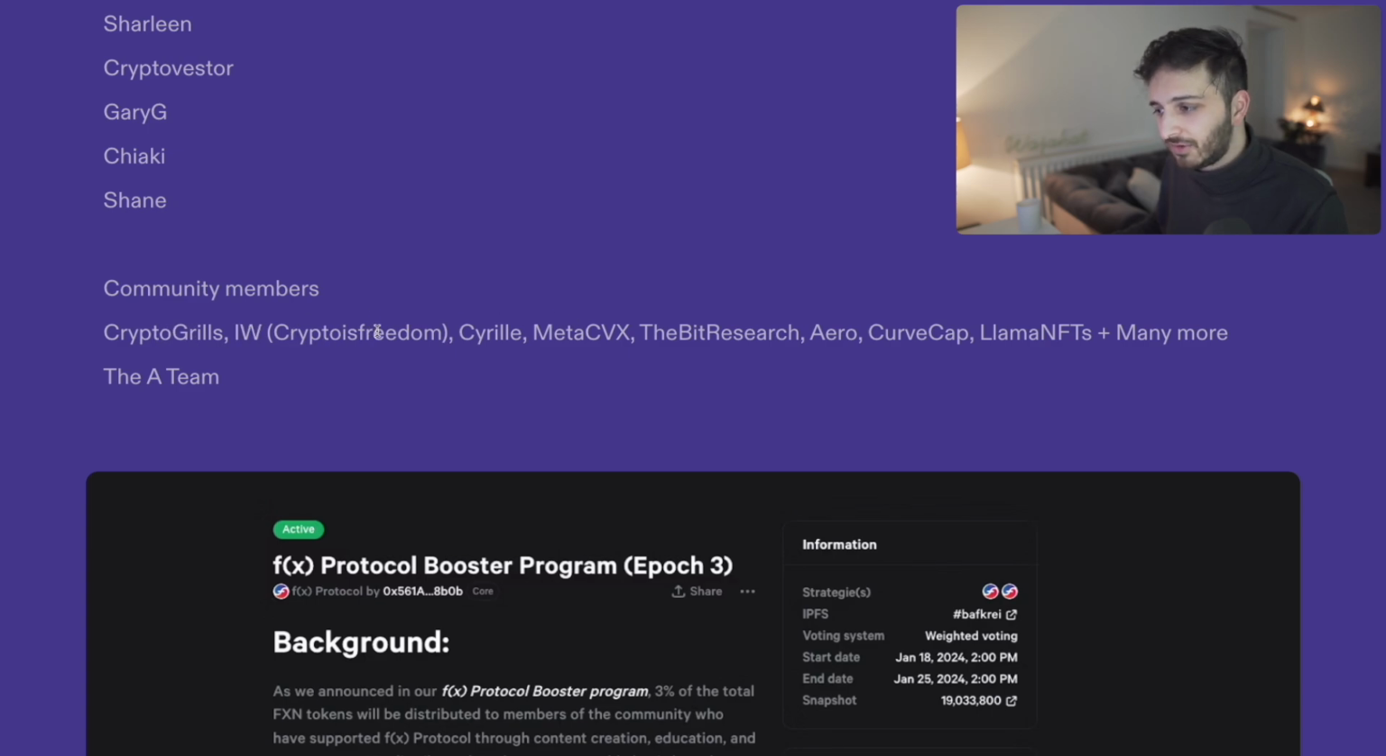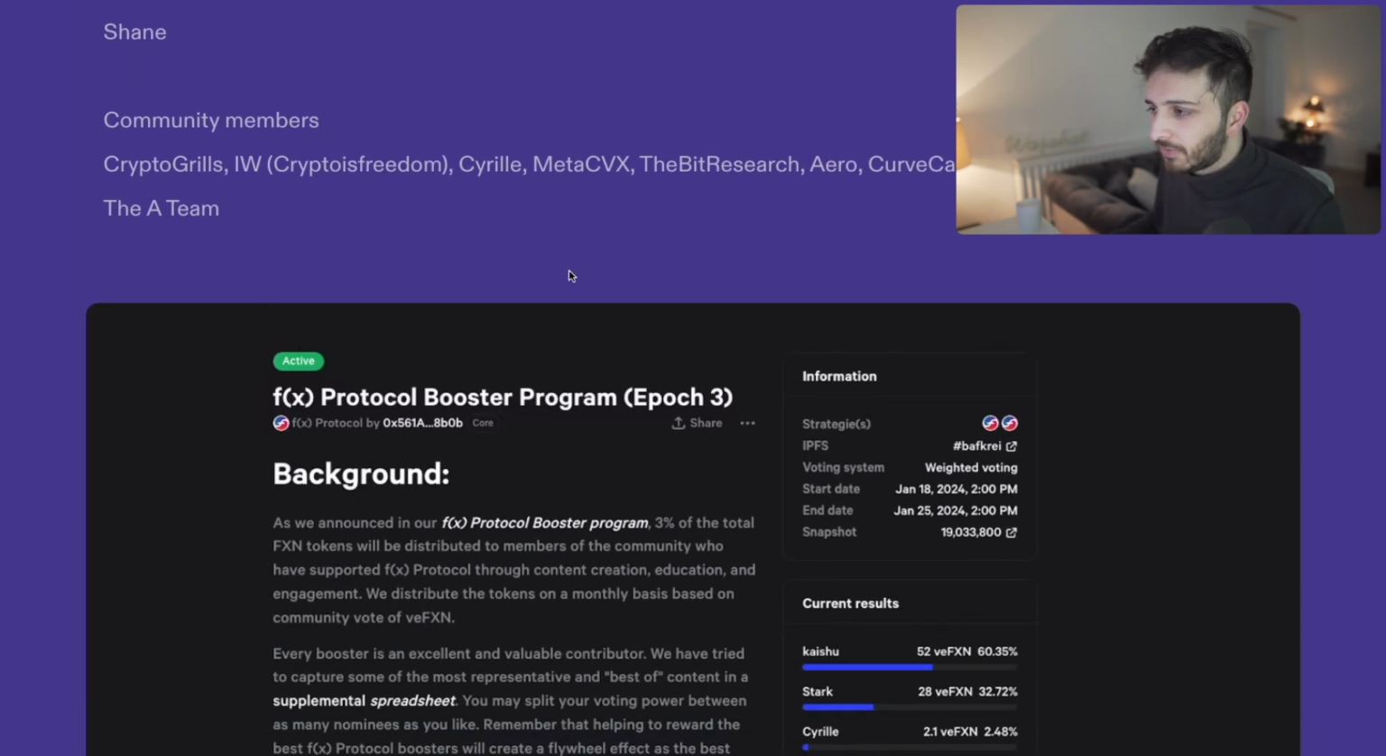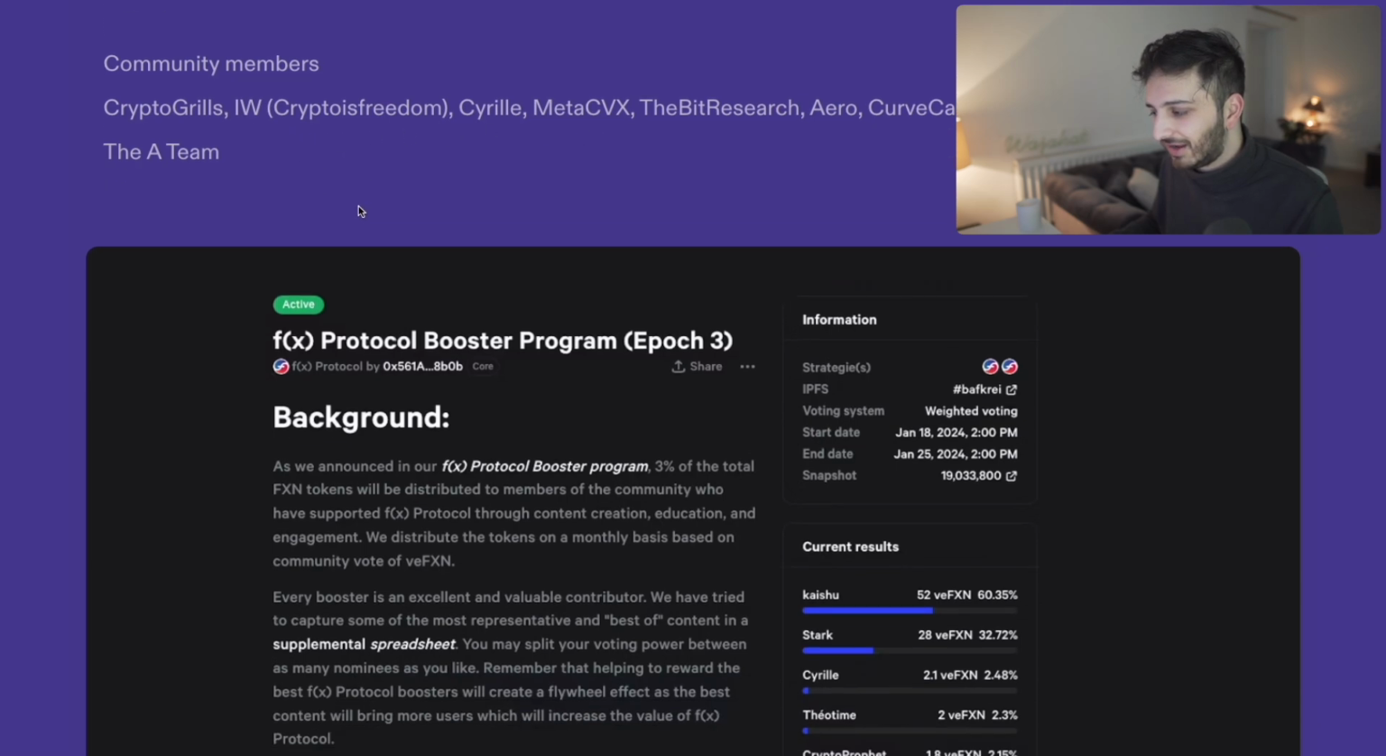So CryptoGrills, IW, Cyril, MetaCVX, The Bit Research, who do some great research, Aero, CurveCap, the Llama NFTs, and many, many more, including the A team, which has a variety of people in there, including Crypto Profit and D Advisor. These people have all played a really crucial role in getting the community onboarded, and I think you don't really see that too often in some of your favorite DeFi protocols. But I think these are just some of the names that I do recommend following and really checking out, because they have some great research.